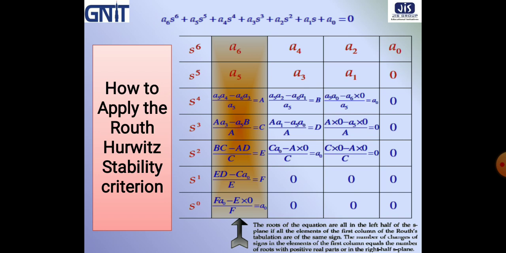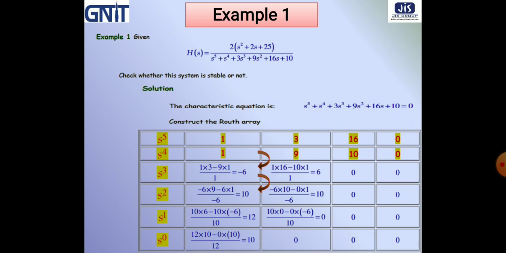Then the question arises: how many poles are present in the right half of the S plane? That is calculated by how many sign changes there are in the first column. Suppose there are two sign changes, that means one plus to minus and again minus to plus, then there will be two poles present in the right half of the S plane. So that's the basic thing.